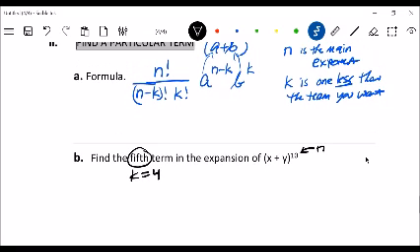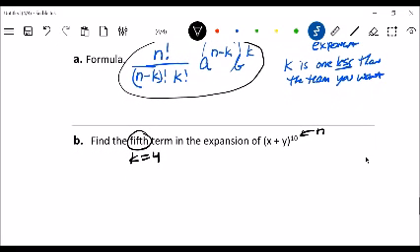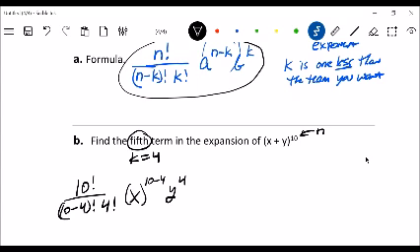So I'm going to follow this pattern here. And that means it's going to be 10 factorial. And then it's going to be n minus k, or 10 minus 4 factorial. And then 4 factorial. And then a is x, so it's going to be x raised to the 10 minus 4 power. And it's going to be y raised to the 4th power.